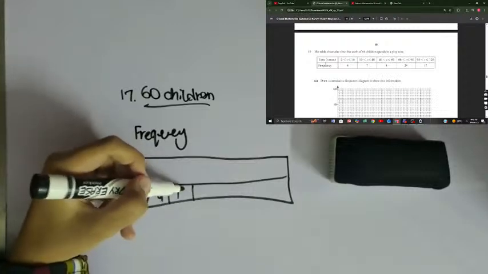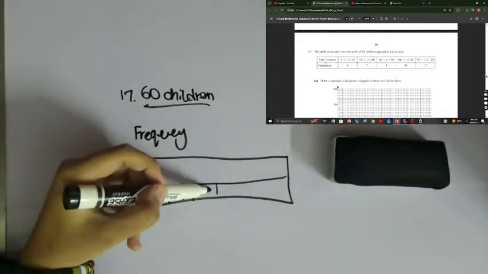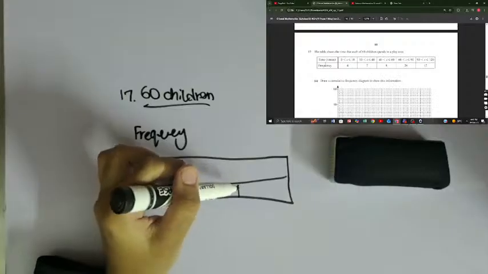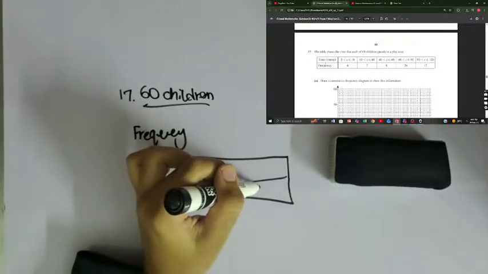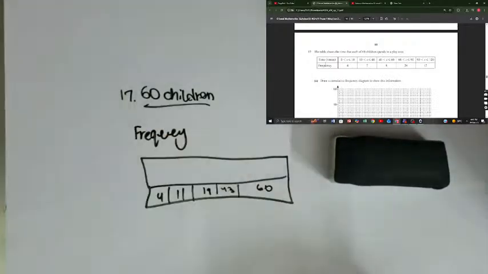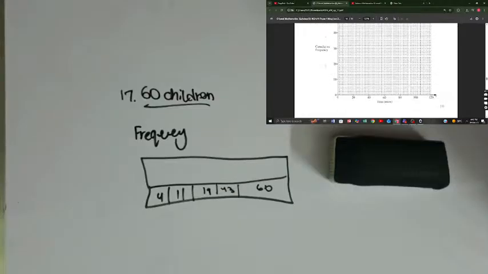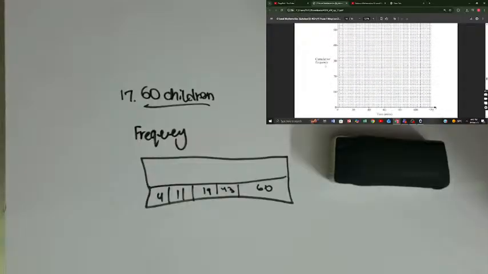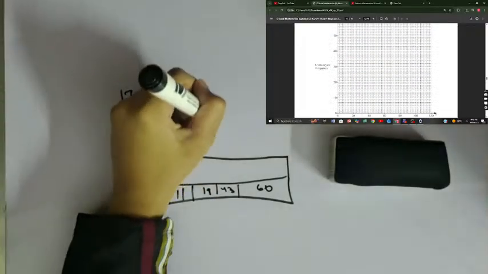Now 4 plus 7 would be 11. 11 plus 8 would be 19. 19 plus 24 would be 43. And then finally we would have 60. So that's the cumulative frequency, and then we can basically just plot this with the time going on the x-axis and the cumulative frequency going on the y-axis, and then we can draw it with a smooth S-curve, right? Something like this.